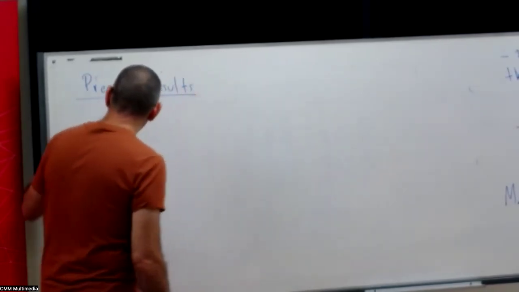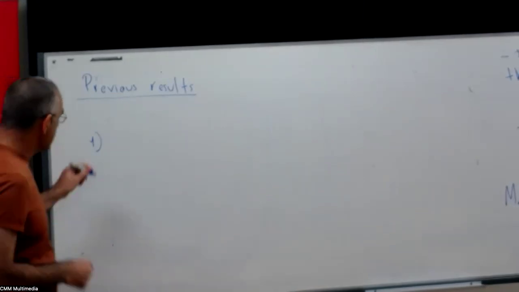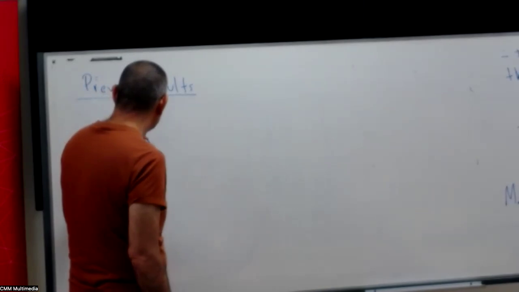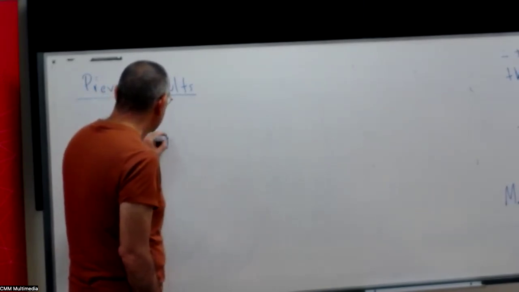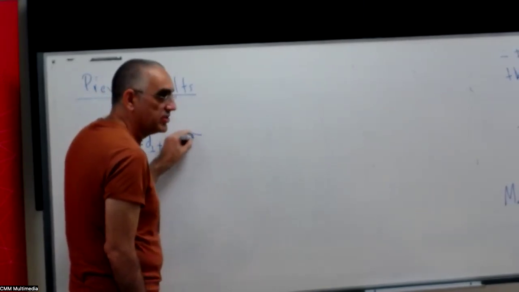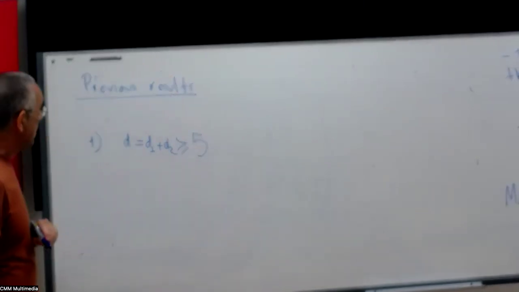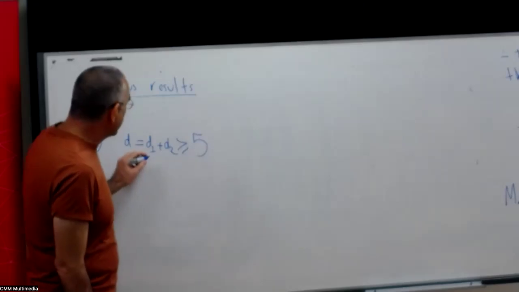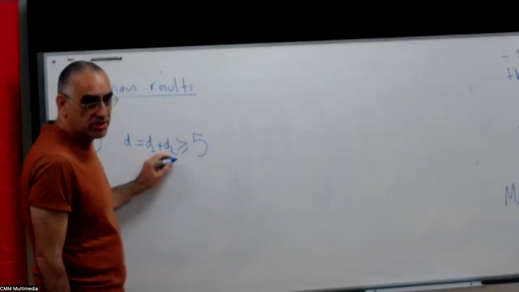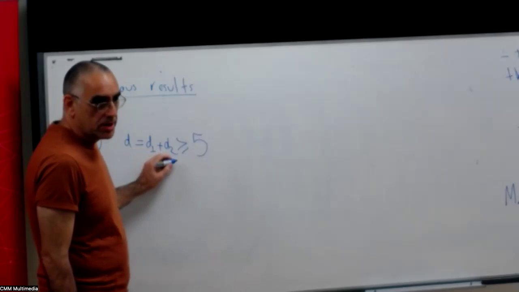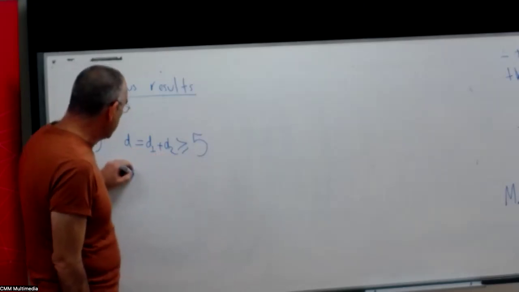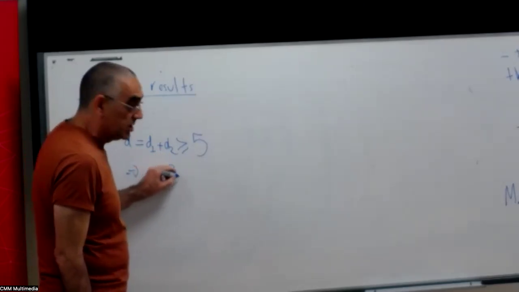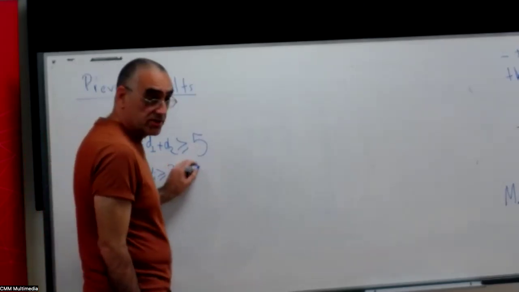So first, if the dimension is larger than or equal to 5, then necessarily either d_1 or d_2 is larger than or equal to 3. Since one of these is larger than or equal to 3, you have trivially transience in this case.